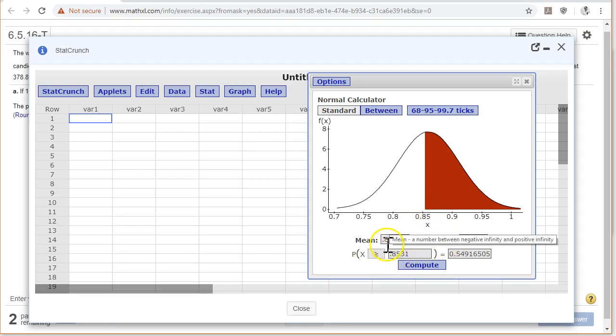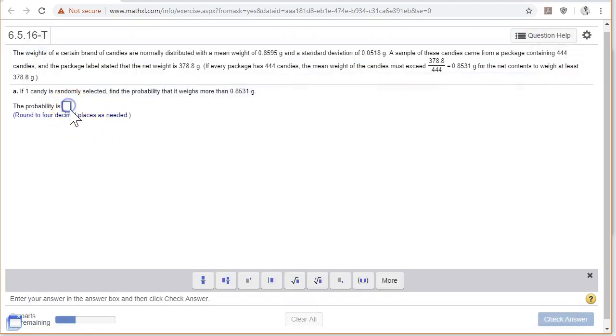The shading goes beyond 0.8531, and the mean, 0.8595, is right in the middle, so the shaded area is a little bit to the right of that, so it's going to be a little bit more than 50%. We get 0.54916, and let me copy the whole thing and see what it's asking for. They want us to round off to four decimal places. So that would be 0.5491, and 6 is bigger than 5, so I need to change the 1 into a 2.